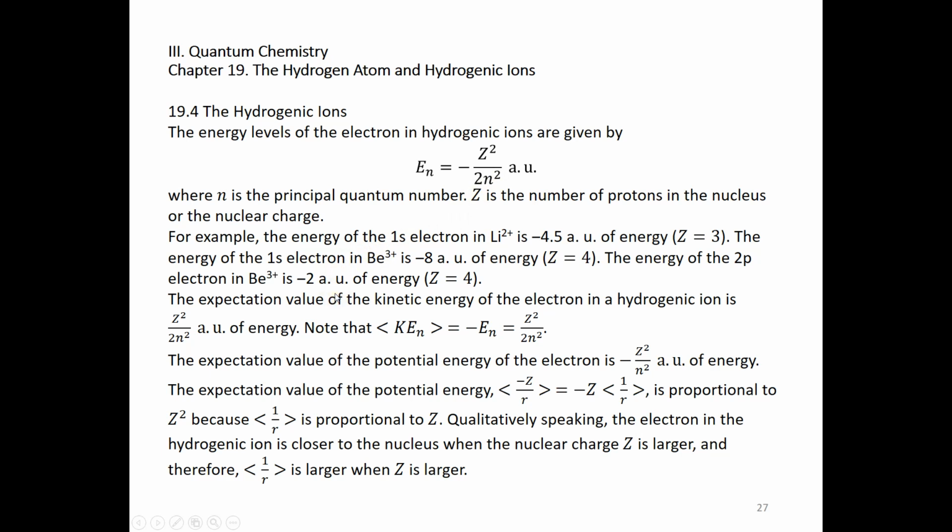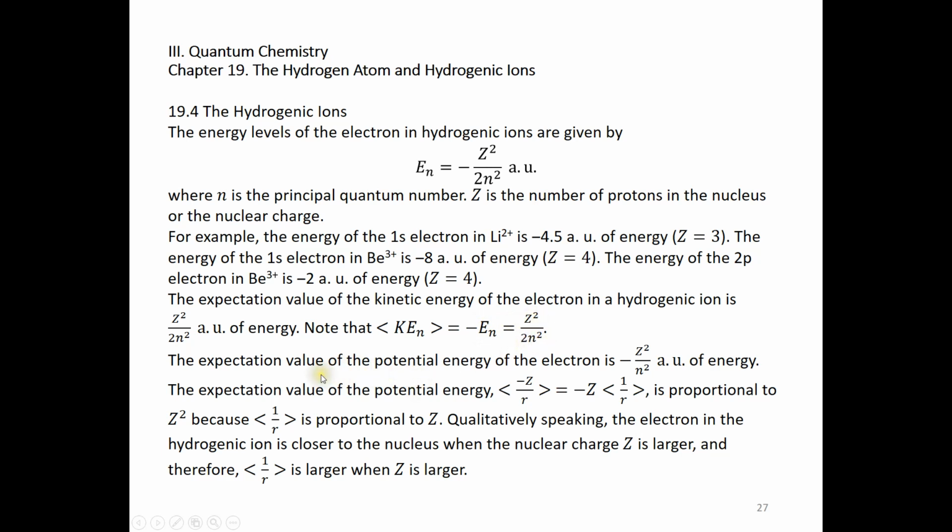The expectation value of the kinetic energy of the electron in a hydrogenic ion is Z squared over 2n squared. Note that the average kinetic energy with principal quantum number n is equal to negative total energy with quantum number n. The expression is Z squared over 2n squared.